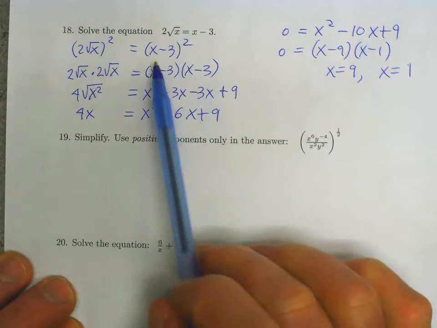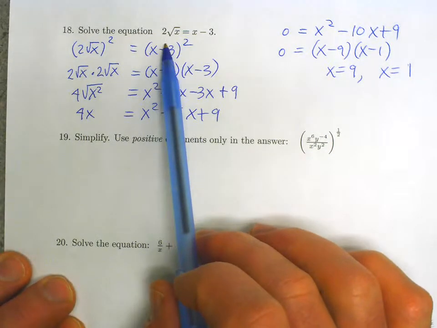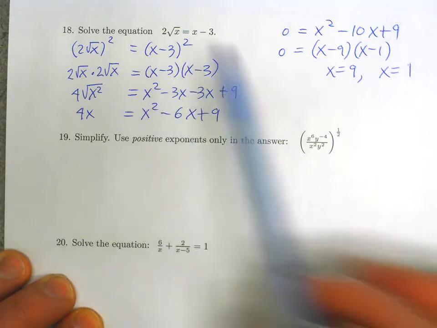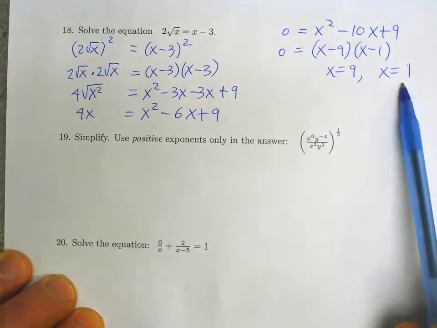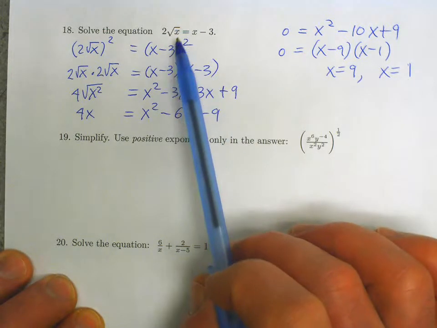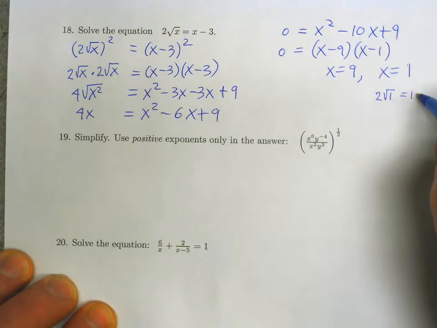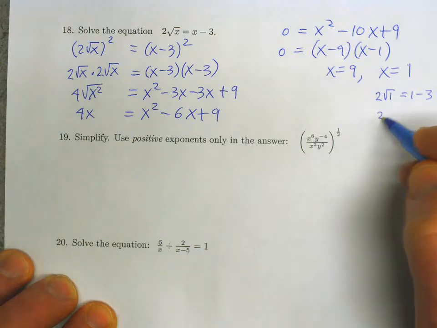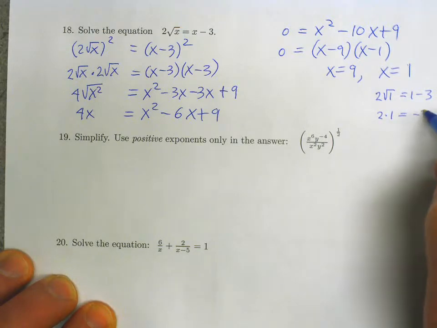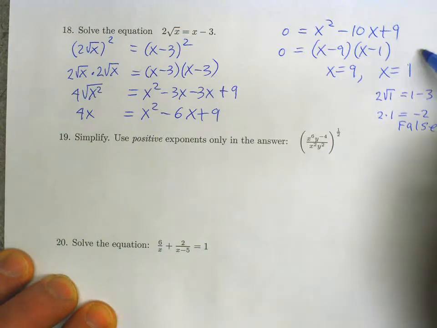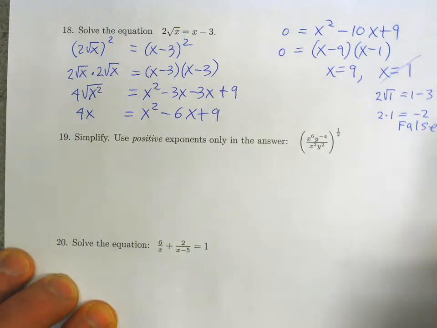But in the original equation, 2 times the square root of x equals x minus 3, x equals 1 does not work. If you test x equals 1, you get 2 times the square root of 1 equals 1 minus 3, or 2 times 1 equals negative 2. That's false. So 1 is not a solution.